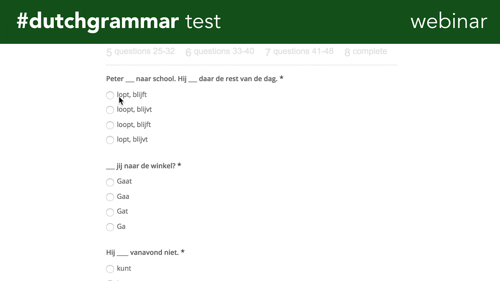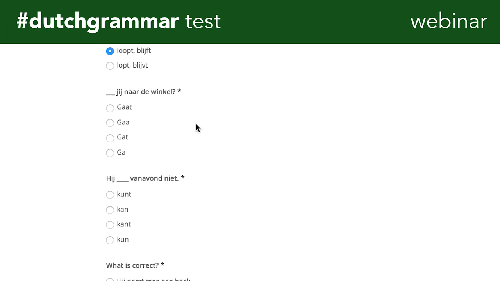Lopen. Long vowel O. So, double O when the syllable is closed by a consonant. Blijven, lesson 4, the V becomes an F if it is not followed by a syllable. Third answer is correct.